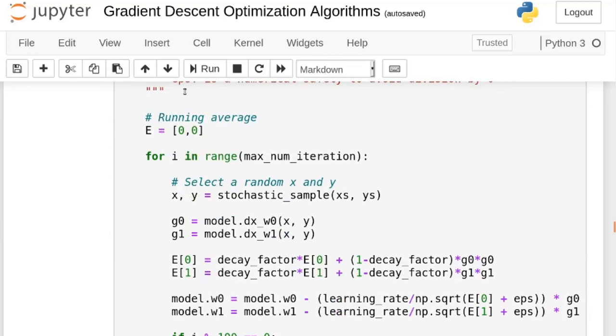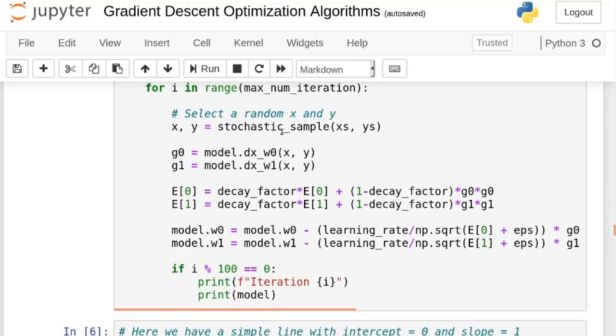So the first thing we do is we set the e, the running average, to 0 for both w0 and w1, and we iterate for as long as there are iterations. So the second thing we do is we take a sample, right? So stochastically take an x and a y that are matching. So this is the stochastic gradient descent part. We calculate the gradient, right, using the thing that we saw before.